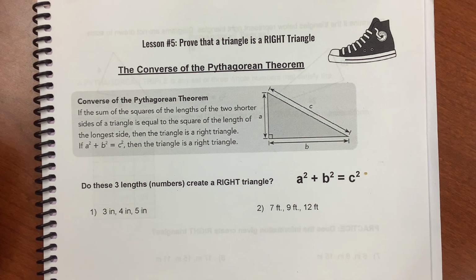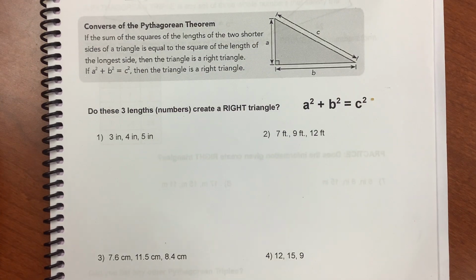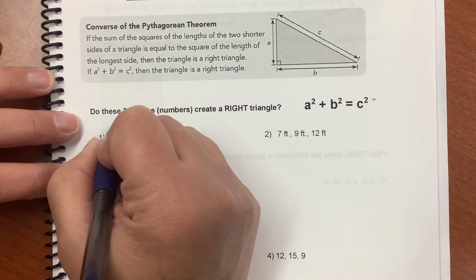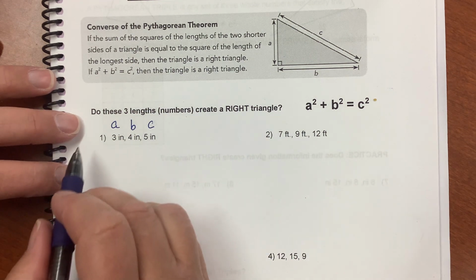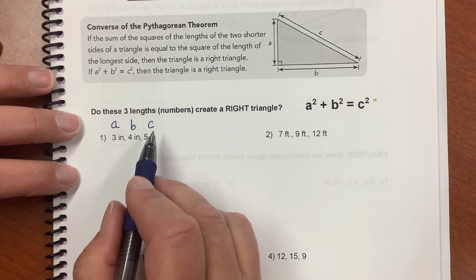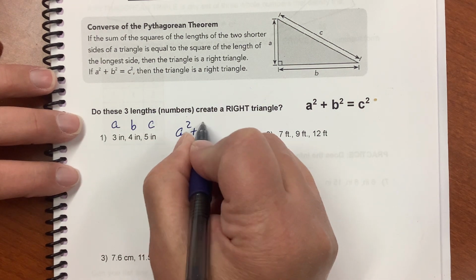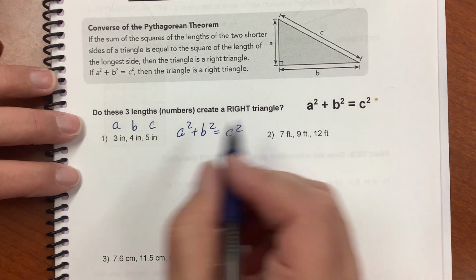So let's see if it works. Let's try the one that we know is going to work, the 3, 4, 5 right triangle. So always C is the longest side. A and B are not going to matter. So even if they're not in the correct order, C is always the longest side. So A squared plus B squared is C squared. Yes, you have to write the formula.